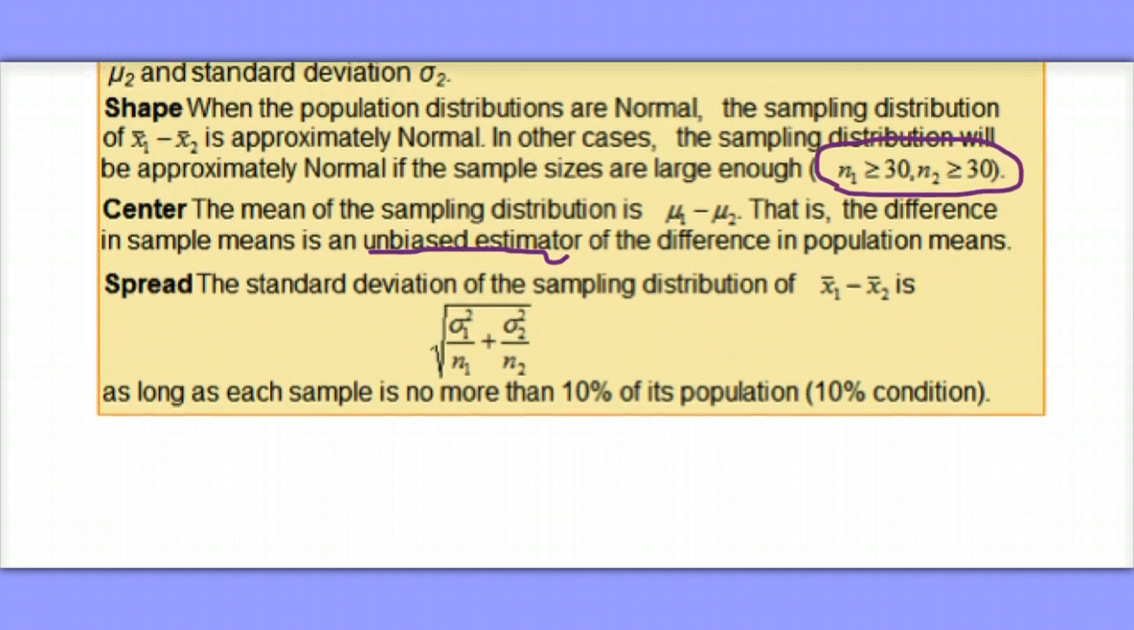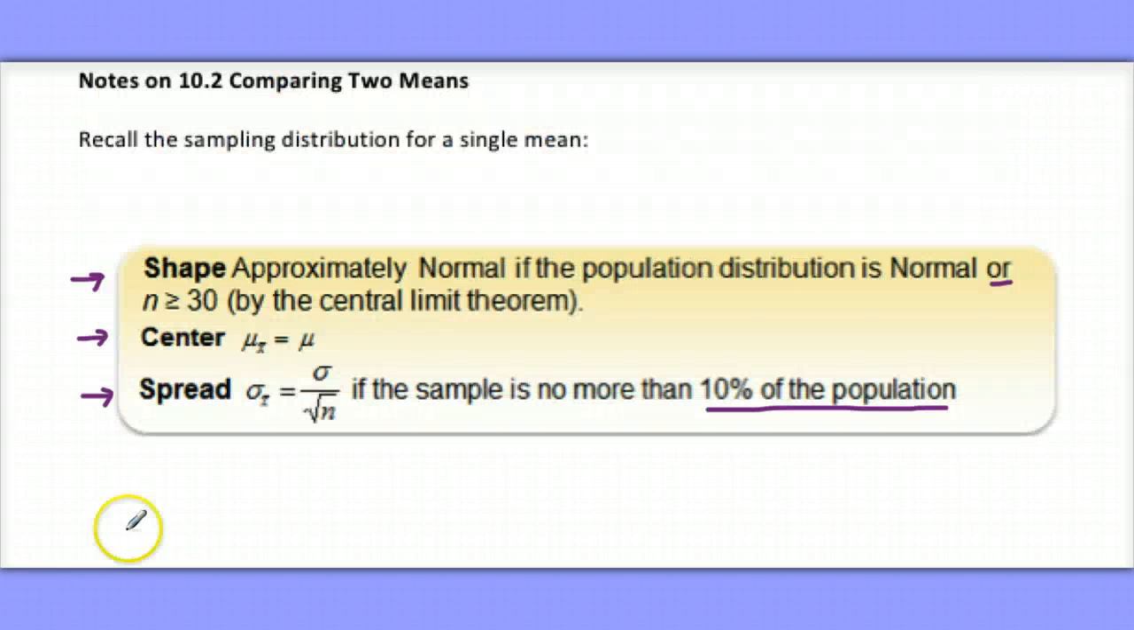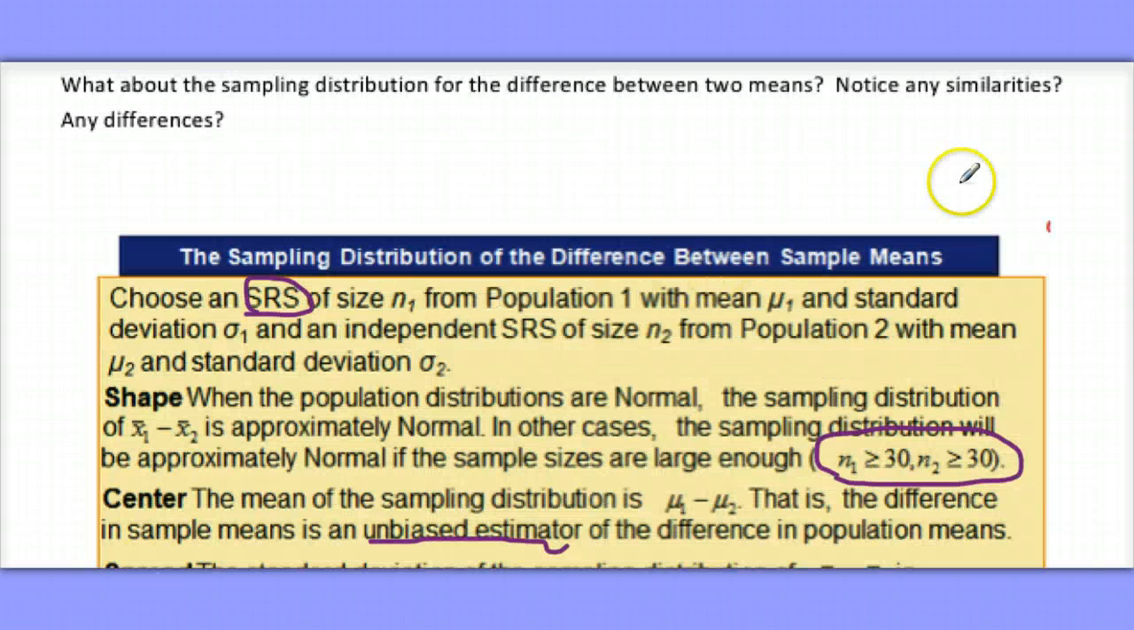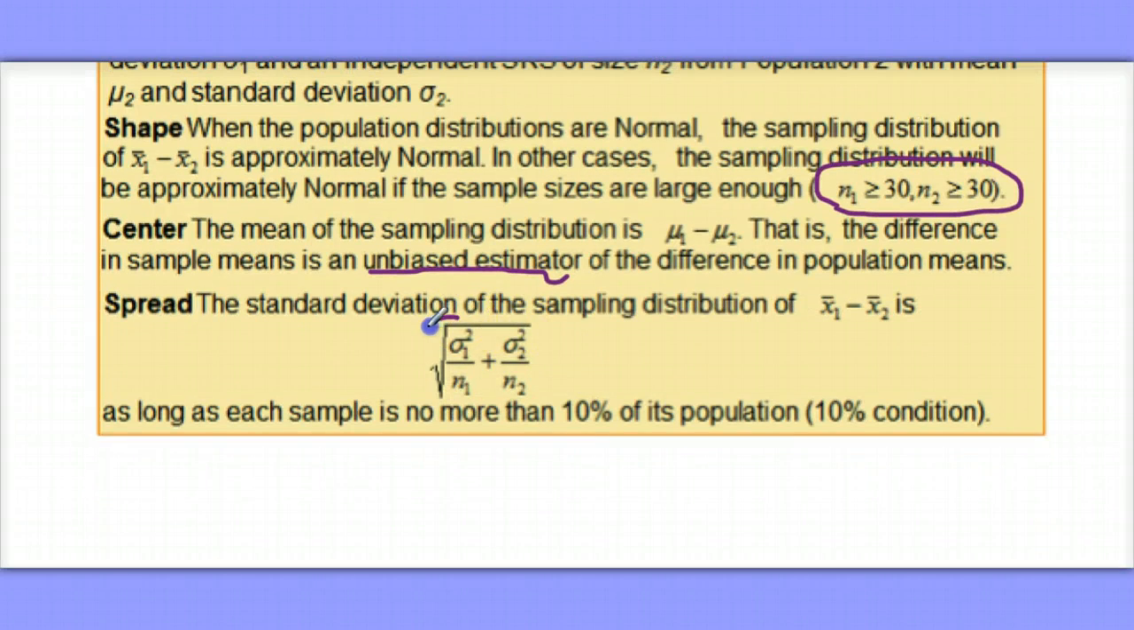And the standard deviation of the sampling distribution is a little bit different here. Notice, let me go back here. Notice we had the standard deviation divided by the square root of n. Now that we're working with two standard deviations, we have to combine them. We've got the sum right here, and we incorporate both sample sizes. Once again, assuming that each sample, and notice it's each sample, is no more than 10% of the population. So we'll use this formula here in a little bit.